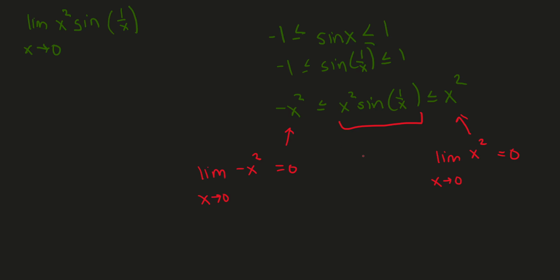It must be the case that the limit of this middle function, x squared sine of 1 over x, has to be 0. And that would be our answer in this case. It's going to be equal to 0.